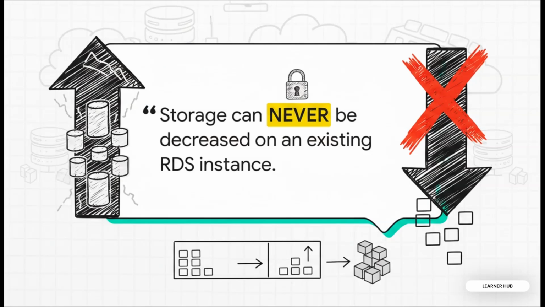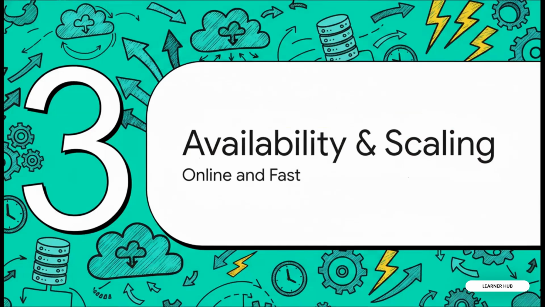And that brings us to a super critical warning you absolutely have to remember. You can always increase the storage on a running RDS instance, no problem, but you can never, ever decrease it. So if you accidentally provision way too much space and you need to scale down, your only option is to take a snapshot, restore that snapshot to a brand new, smaller instance, and then repoint your application. It's a whole process.